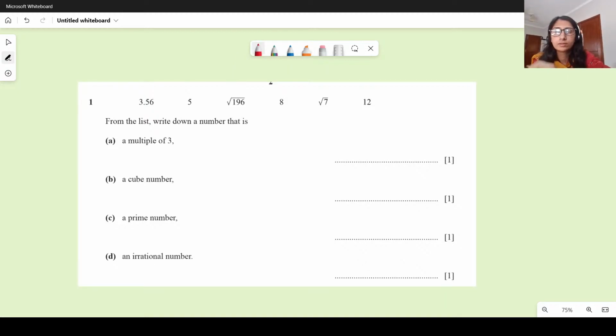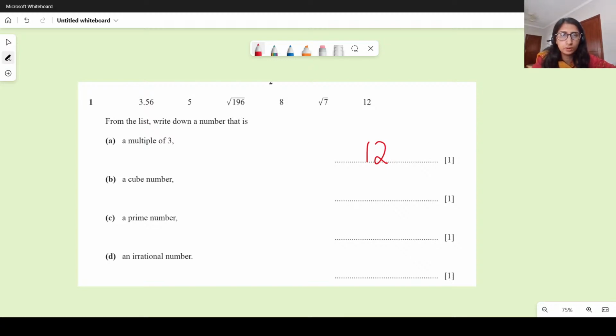So 3.56 is not a multiple of 3 because it's a decimal number. 5 is not a multiple of 3. 12 I know is a multiple of 3, so I'm going to stick 12 here. 8 is not a multiple of 3, square root of 7 is not a multiple of 3, square root of 196 is 14, which is also not a multiple of 3. So the answer is 12.